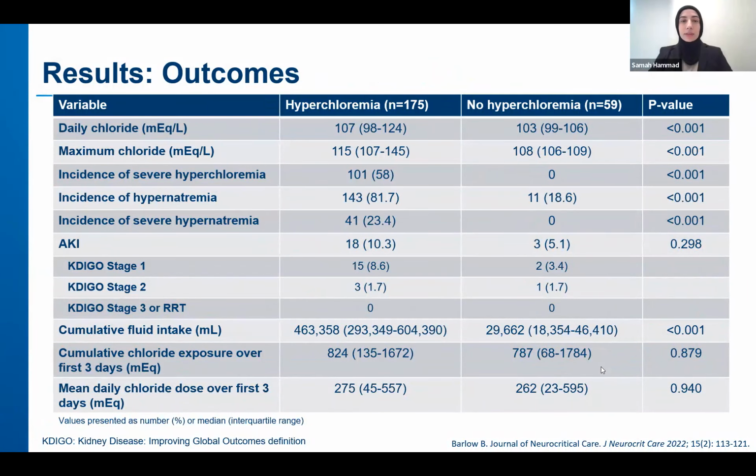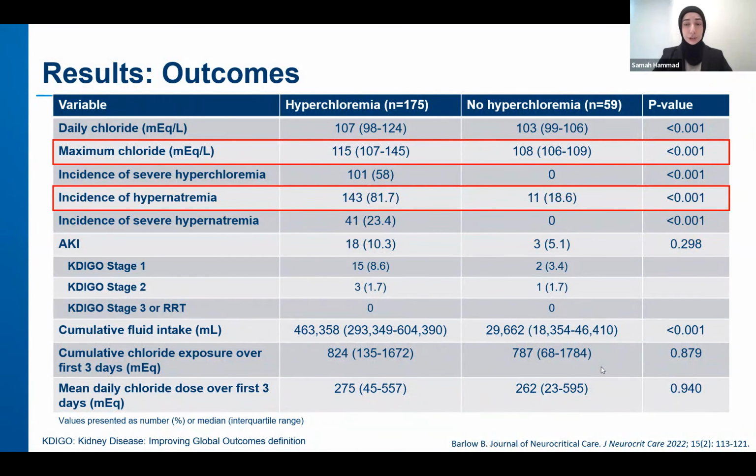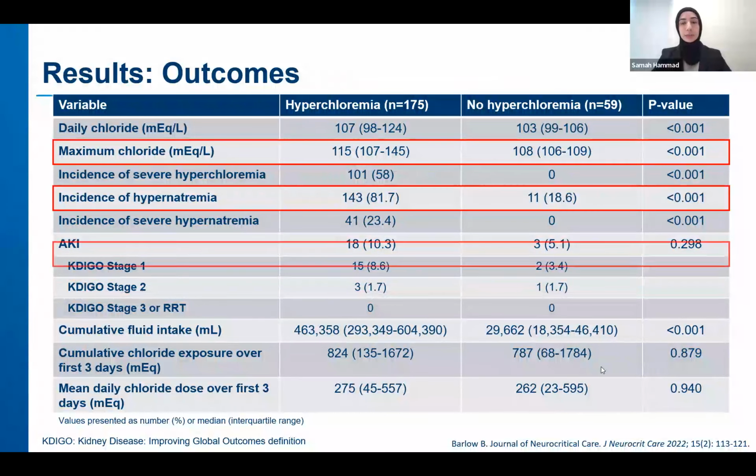When assessing outcomes, again, 175 patients met that primary outcome of hyperchloremia. Throughout the study duration, which was up to 14 days of ICU stay or ICU discharge, patients in the hyperchloremia group had a higher maximum chloride level, which was 115 versus 108 in the no hyperchloremia group. These patients also experienced a greater incidence of severe hyperchloremia, hypernatremia, and severe hypernatremia.